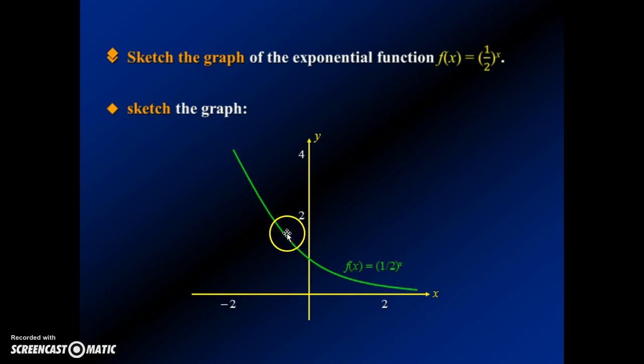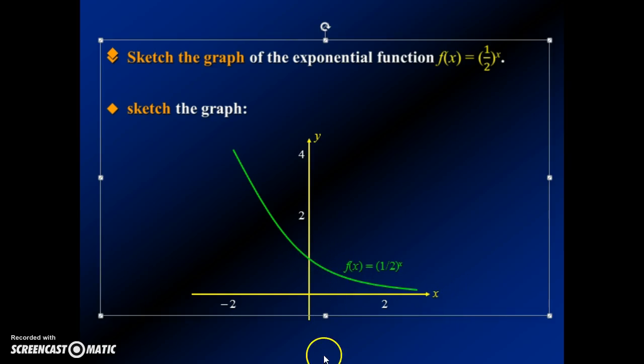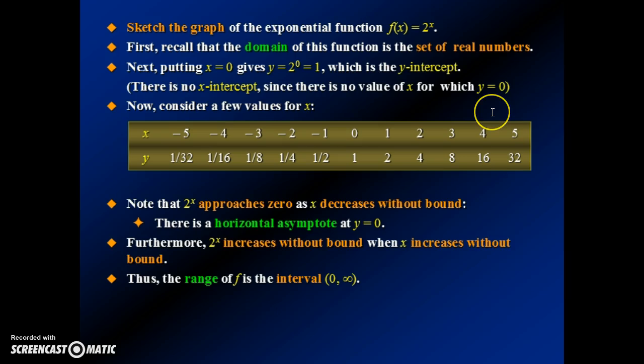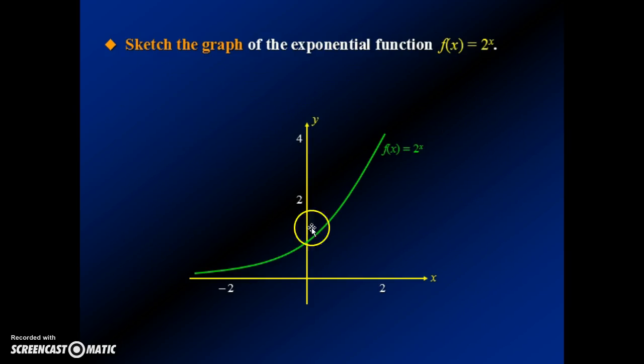So this function in essence just looks like the graph of f of x equals 2 to the x having been spun around or reflected over the y-axis. So this is what all exponential functions that have a base between 0 and 1 are going to be: strictly decreasing functions. They all go through the point (0, 1), and all functions that have a base greater than 1 will look like the graph of f of x equals 2 to the x.